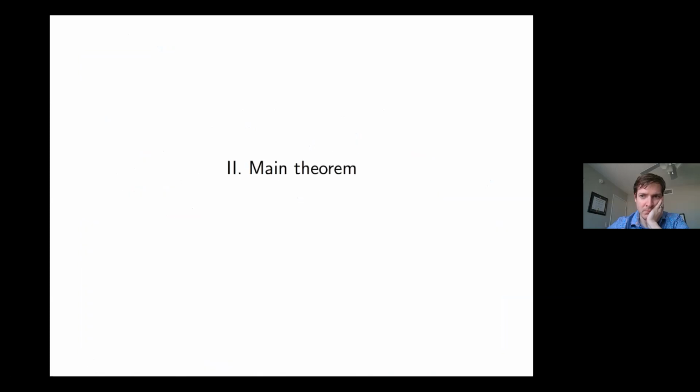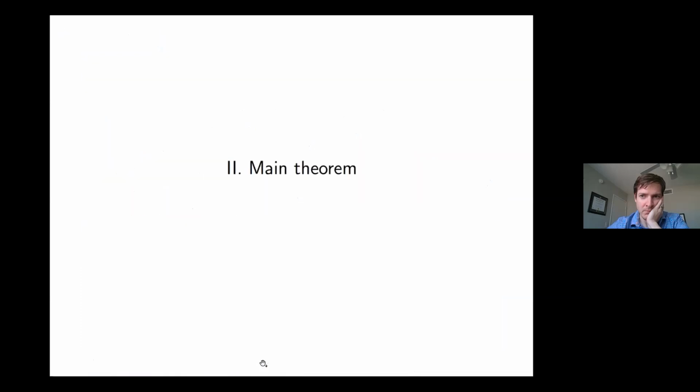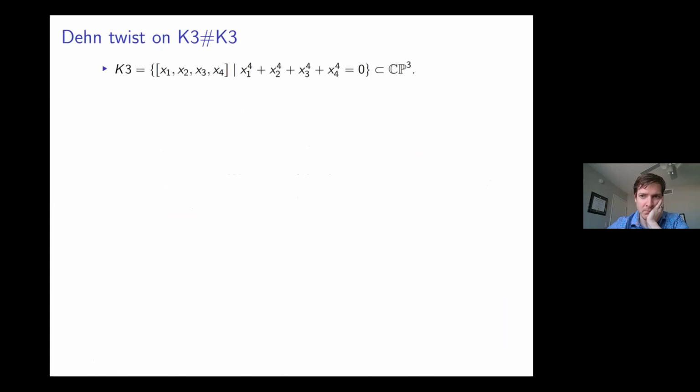Okay, so let's move on to the next part. Let me give the statement of the main theorem. Let's keep this speculation in mind, and we will talk about the main theorem. Before giving the statement, let me introduce the twist on K3 connected sum K3. Recall that if we just care about the smooth structure, a K3 surface is given by this specific quartic equation. It's an algebraic surface in CP3, and it's the most important example of spin 4-manifolds.